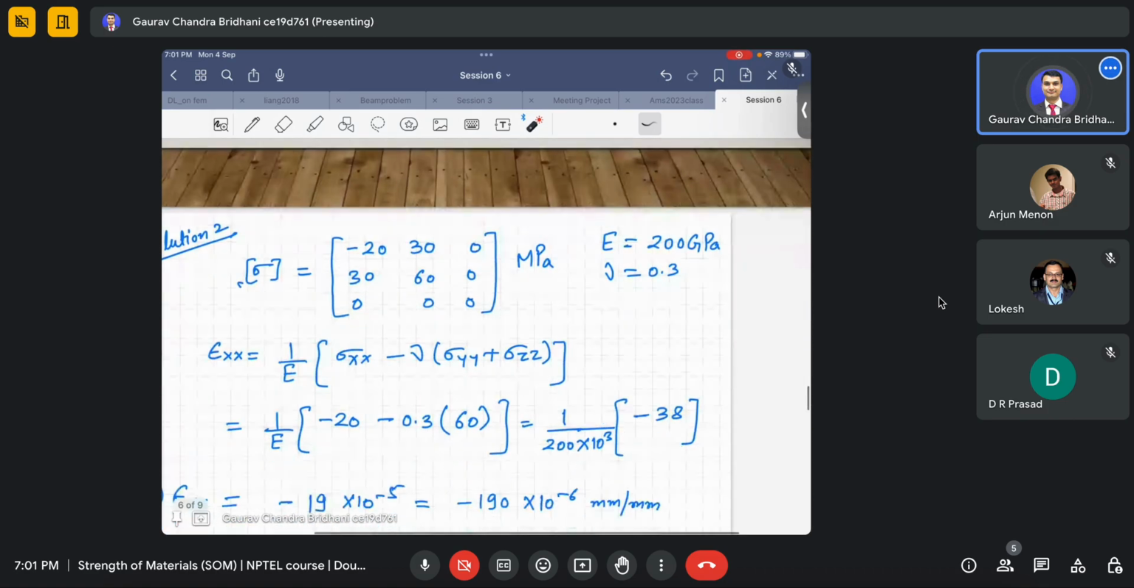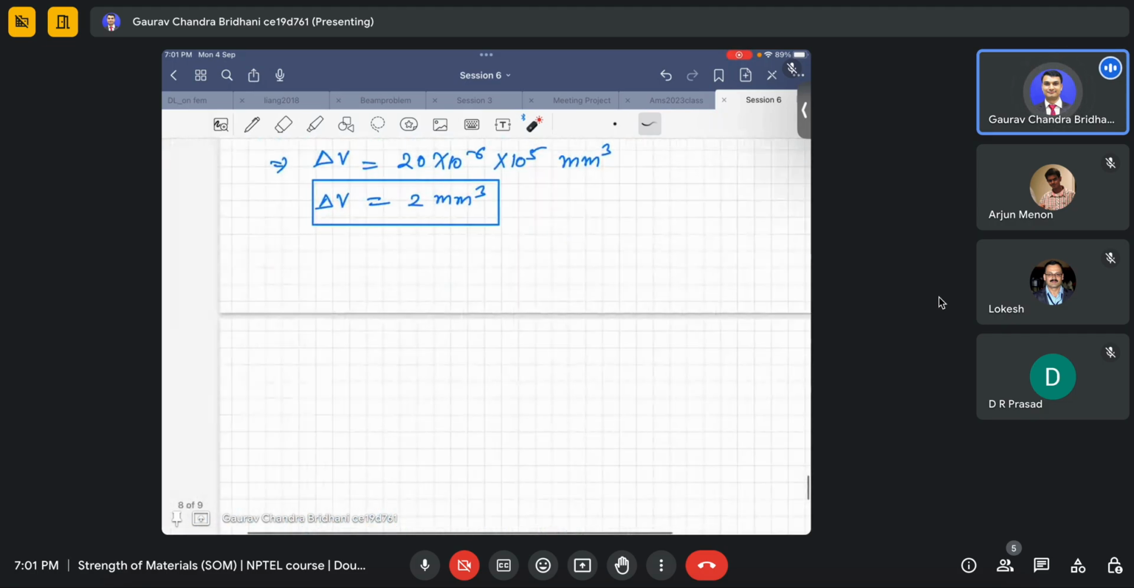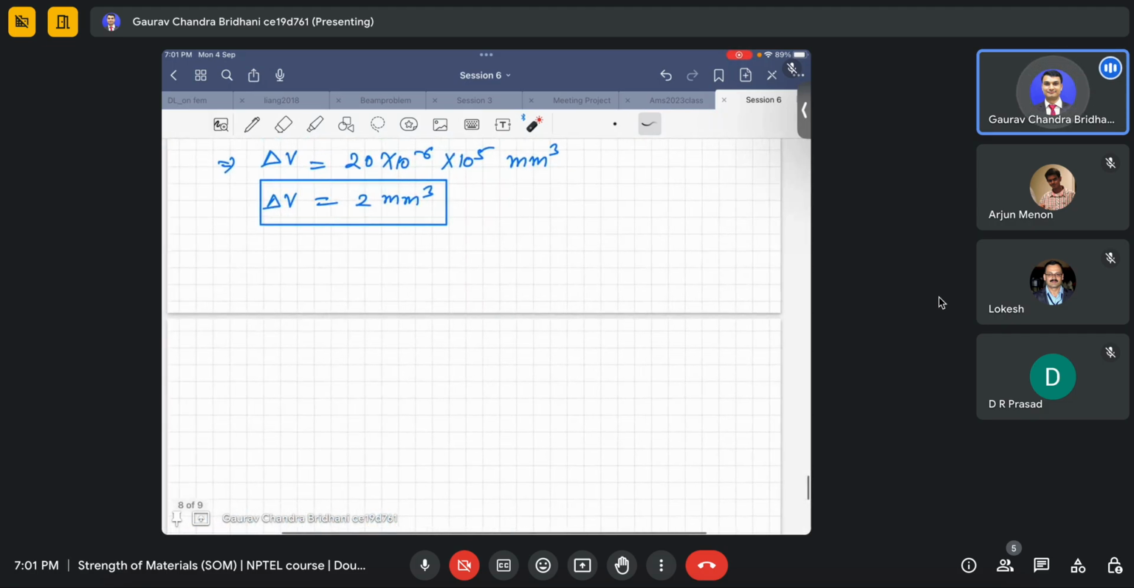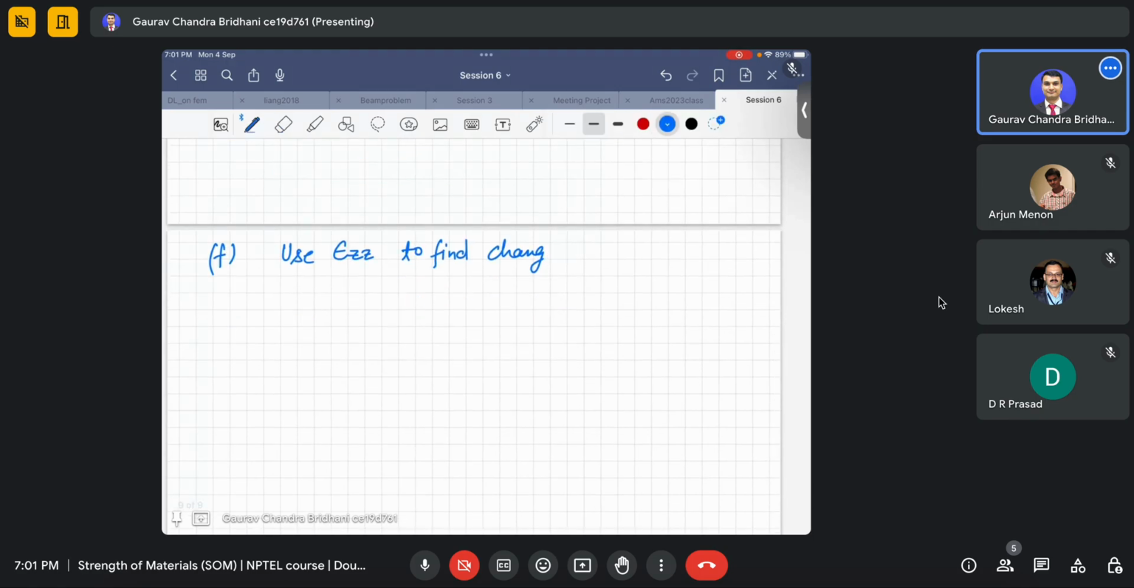That means we need to deal with what? We need to deal with the zz direction, or z direction basically. So we need to use epsilon zz to find the change in thickness. Okay, so let's see.